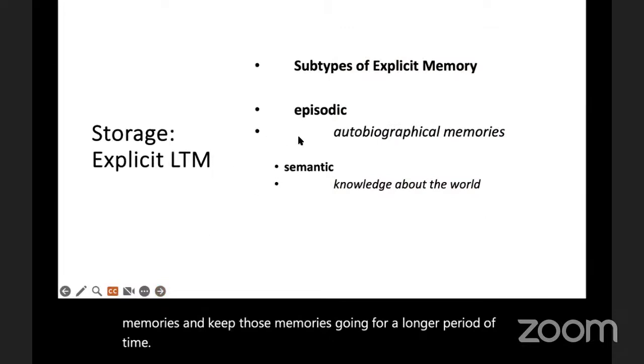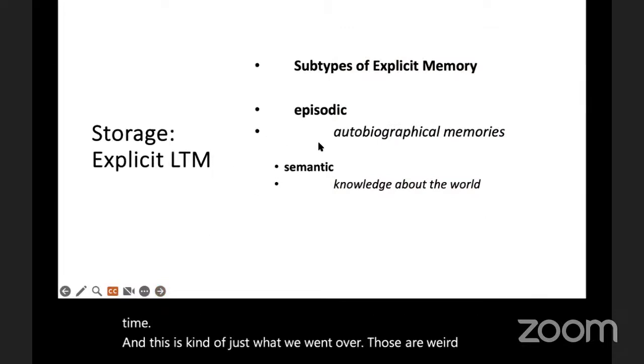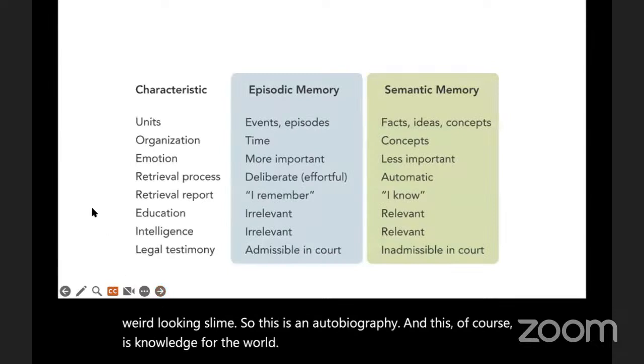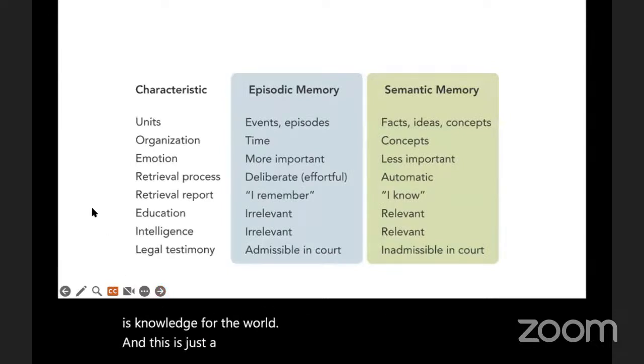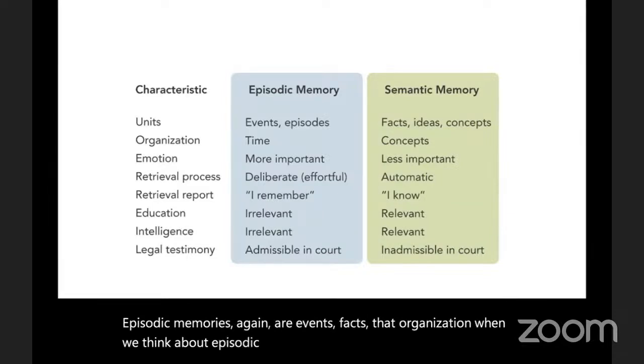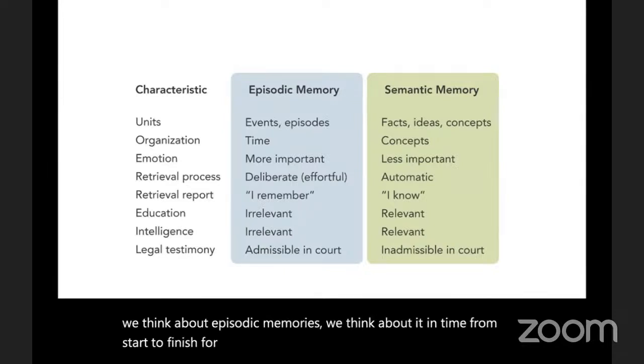And this is just what we went over. Those are weird looking slides. This is autobiography, and this, of course, is knowledge of the world. This is just a comparison of the two. Episodic memories, again, are events. The organization, when we think about episodic memories, is in time, from start to finish, for example. And semantic memories are memories for concepts.